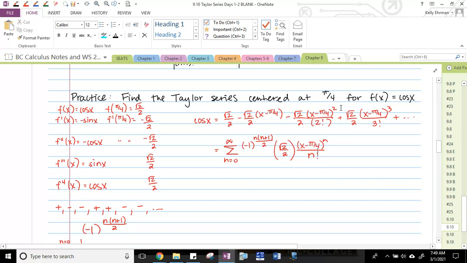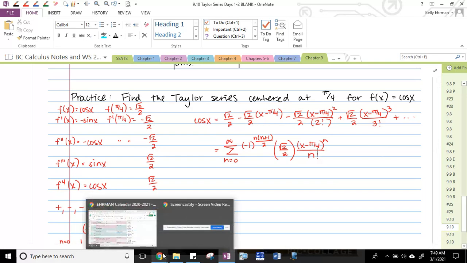When we say centered at pi over 4, remember that's just saying the point of tangency here, rather than being at 0, it's over at pi over 4. And then the Taylor series matches up with the cosine of x on the interval of convergence, which in this case is all real numbers. All right, that's it for today.